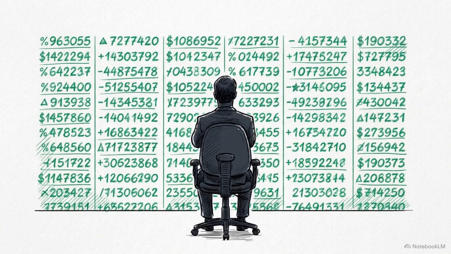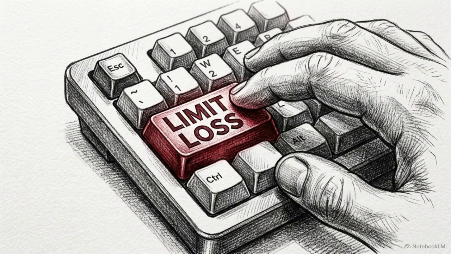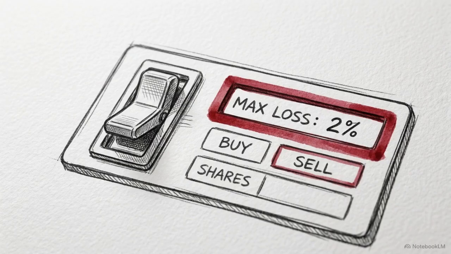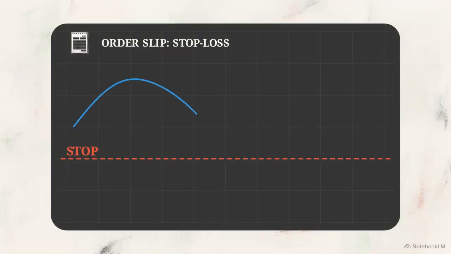Professional traders do not spend their days predicting gains. They focus almost entirely on managing their losses. They enforce this using a stop-loss order. If the market moves against their prediction, this order executes automatically, cutting the position before a small loss becomes catastrophic.